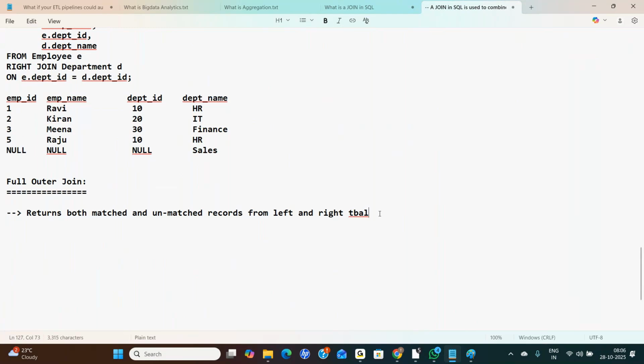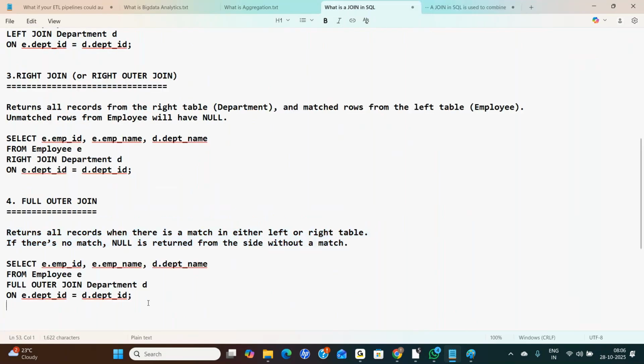So what is the keyword used for this? Full outer join. Full outer join. The same query here: full outer join.